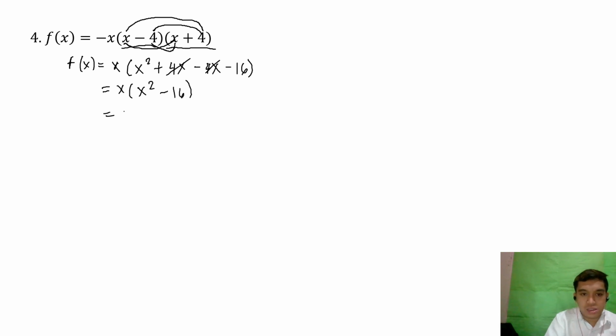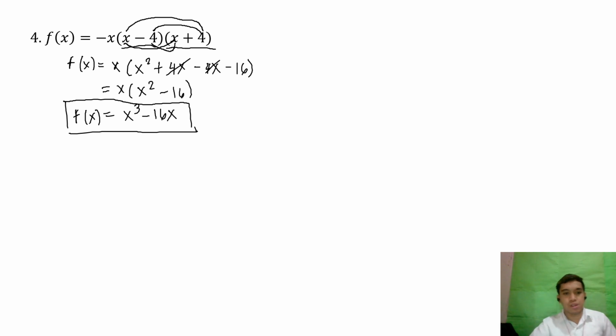Then x times x squared is x cubed. X times negative 16 is negative 16x. So f of x is equal to x cubed minus 16x. So ito yung ating standard form ng ating polynomial function sa number 4.